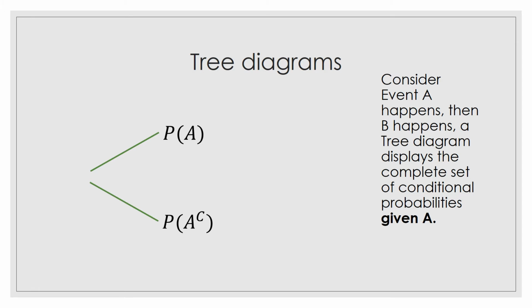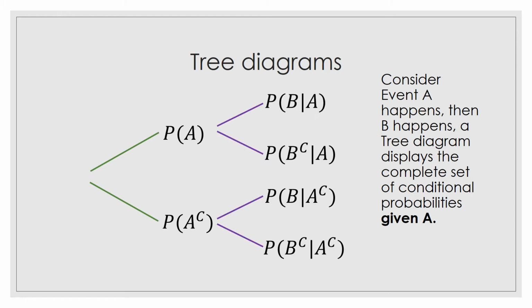We turn to tree diagrams to answer this question. A tree diagram can model successive events. Consider event A happens. We have A happening or it doesn't happen. So we have P of A or P of A complement. A happens or doesn't happen. Then B happens. That sets off a huge chain of events that may or may not happen. The tree diagram is going to display that full chain of events given that A happens first.